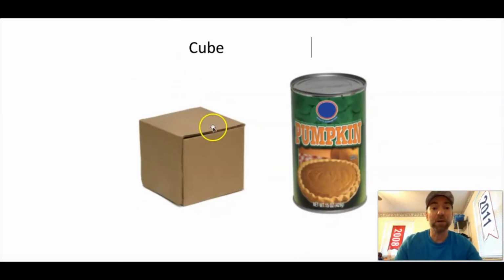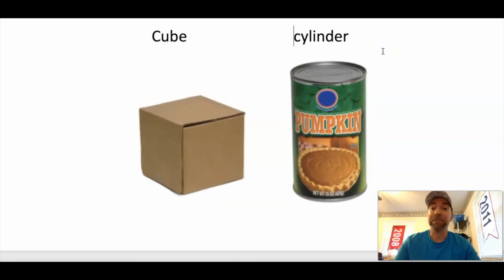So my first one is our cube again, but next to it I have some pumpkin filling. Oh, that looks tasty. I wonder what the name of that shape is. There's a circle on the top, and there's a circle on the bottom. Well, that's called a cylinder. Say the word cylinder. Good job. The cylinder is a 3D shape that can roll when it's on its side.